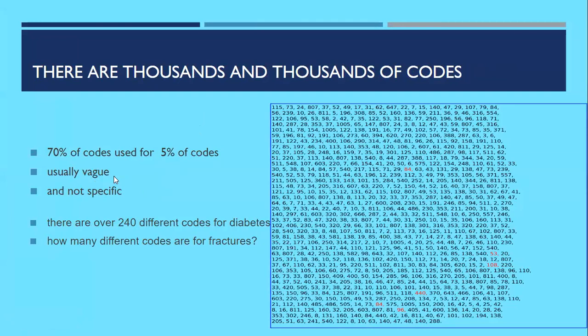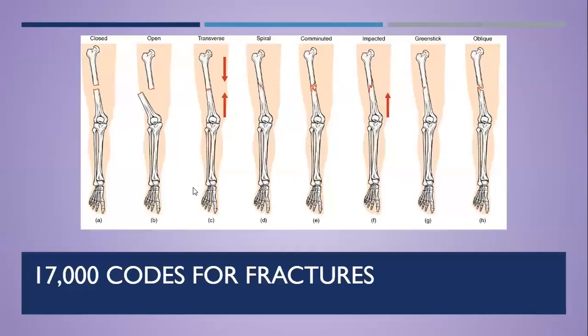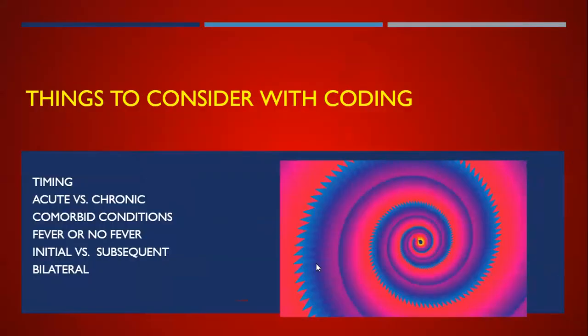Is it important to know if they have right hip pain or left hip pain or bilateral hip pain? If it just says hip pain, unspecified, I don't know where the pain is. You should be knowing if you're dealing with the right side or left side, surely, right? Think about a fracture. You have 17,000 codes just for fractures.